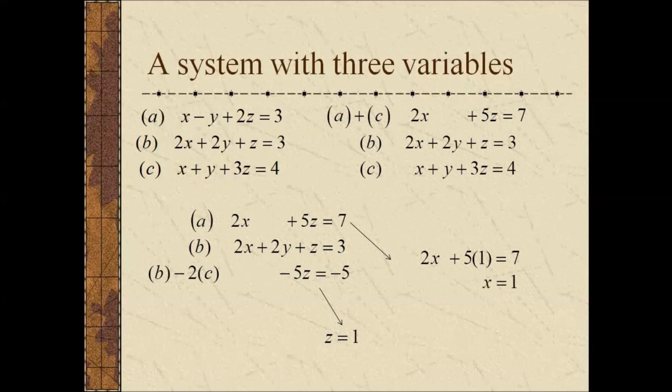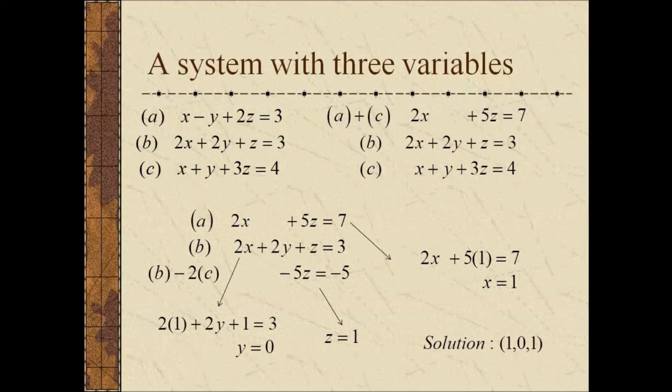Finally, now that I know that x is 1 and z is 1, I can go to my middle equation and substitute those values. 2 times 1 plus 2y plus 1 has to equal 3. You should quickly be able to solve this equation and see that y is equal to 0. So we wind up with the ordered triple (1, 0, 1).